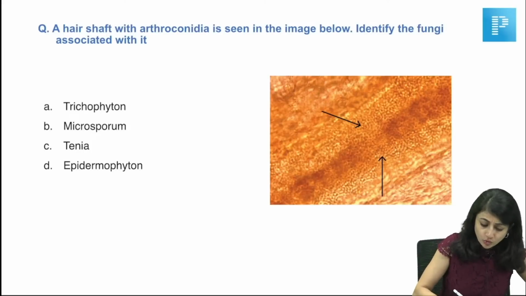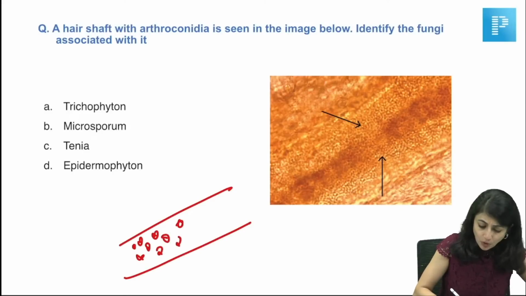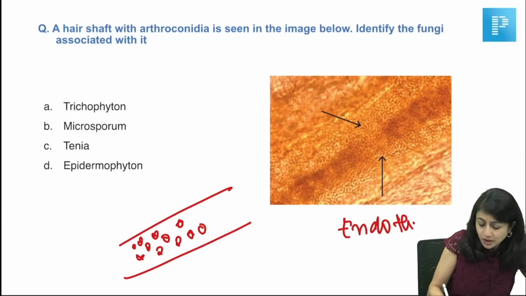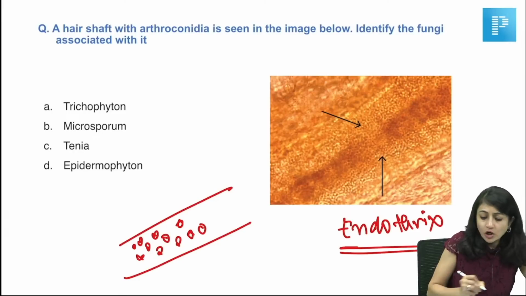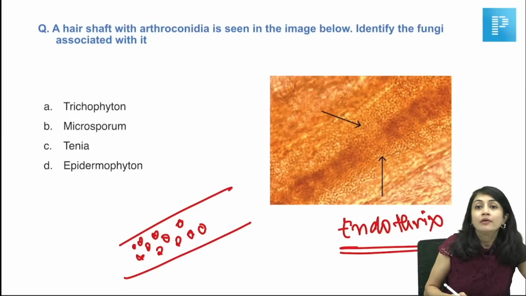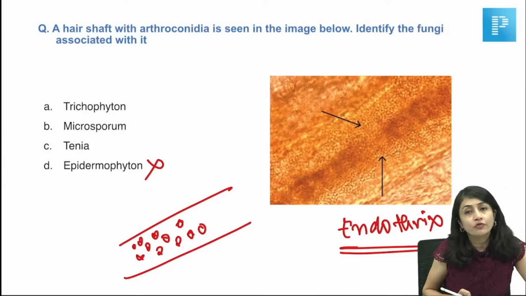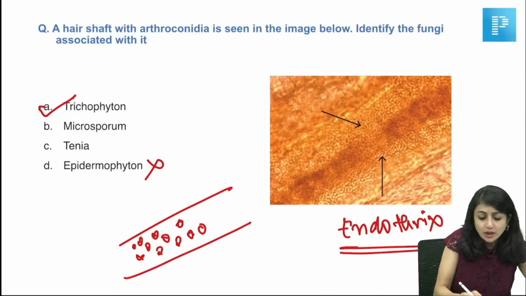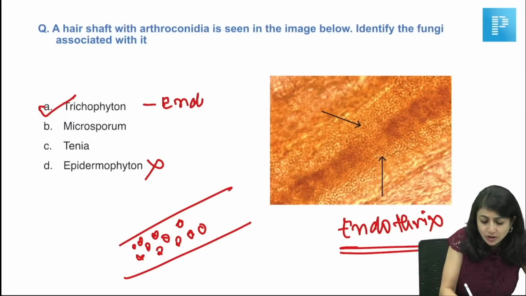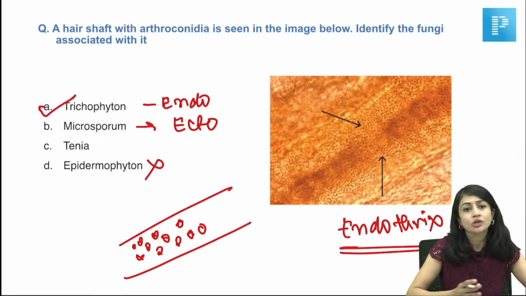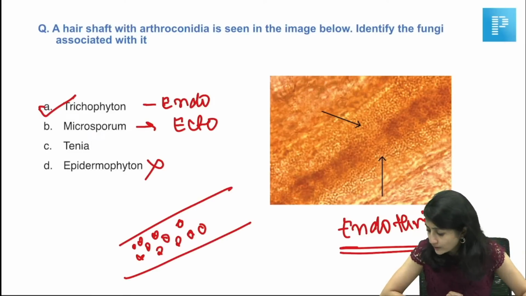Now, in this image what I see is a hair shaft and a lot of spores inside. So, if this was the image, it was endothrix that they had given you. Now, out of these options here, we know epidermophyton does not affect hair. We are left with trichophyton and microsporum, and we know trichophyton leads to endothrix infection and microsporum leads to ectothrix infection. So, if this was the image, this is an endothrix, so my answer would be trichophyton.